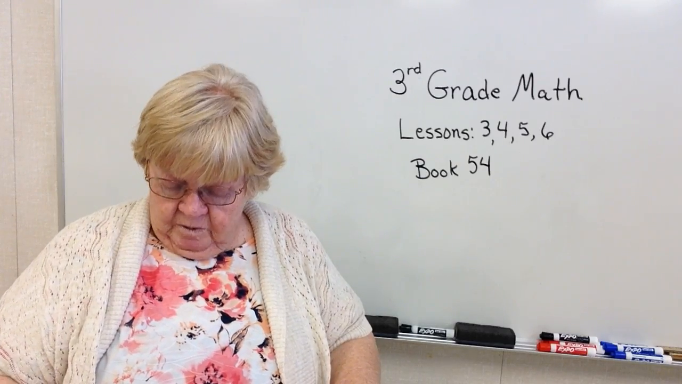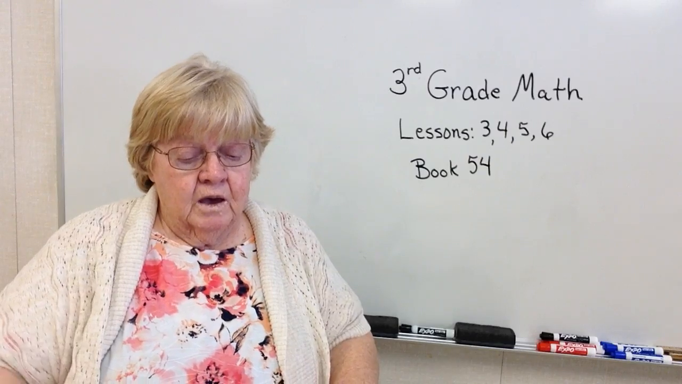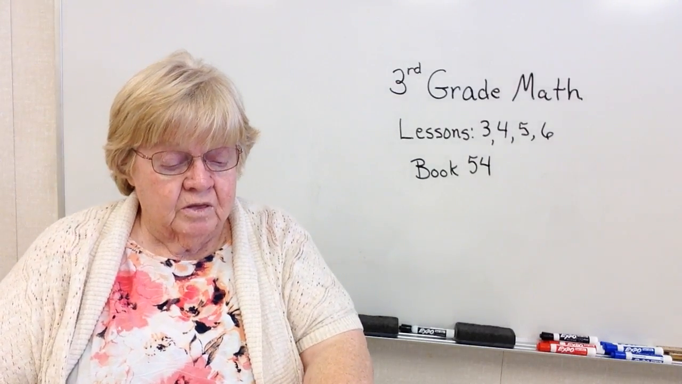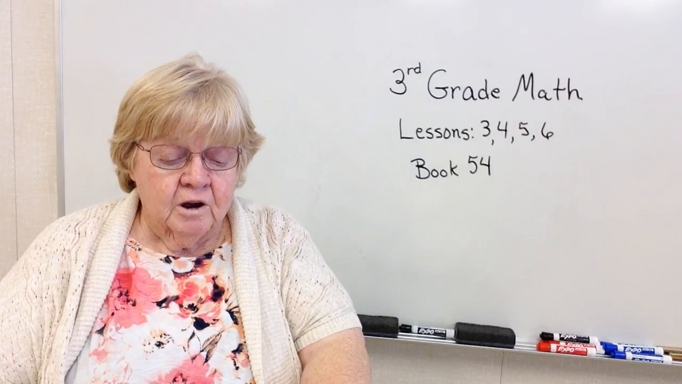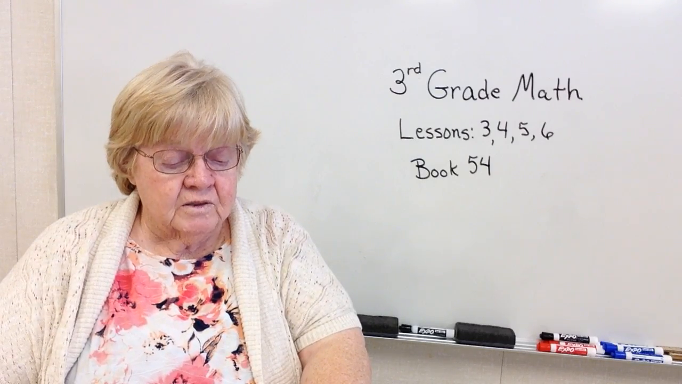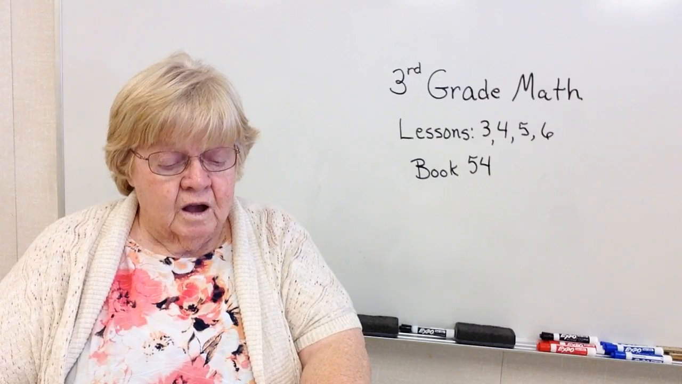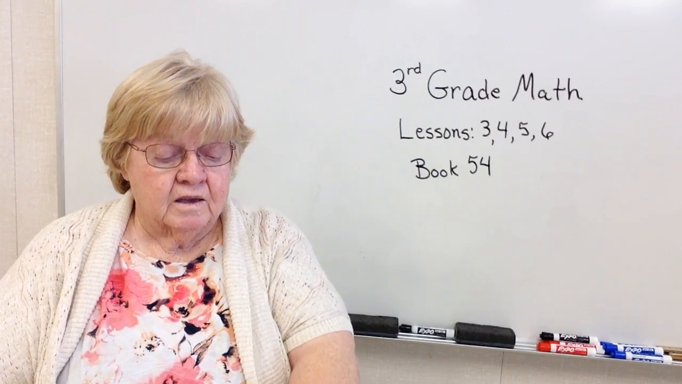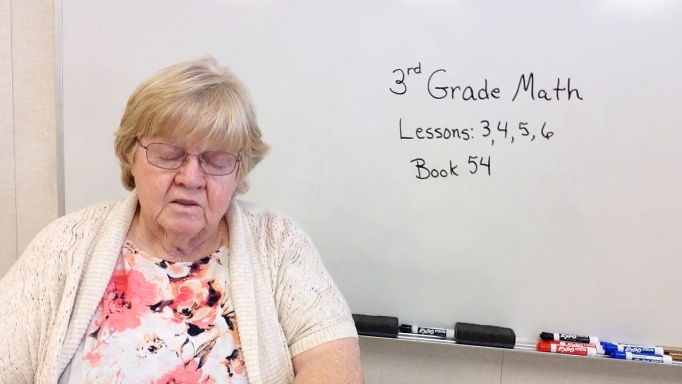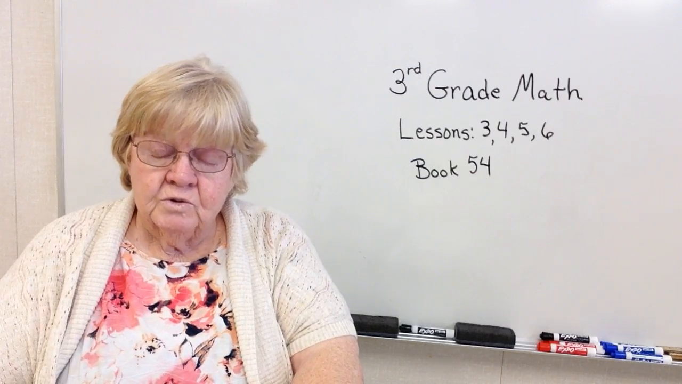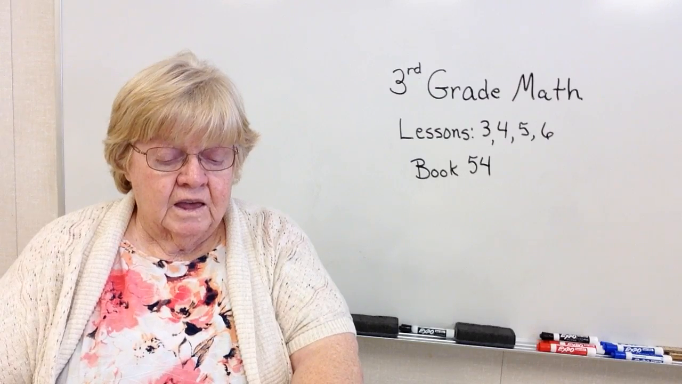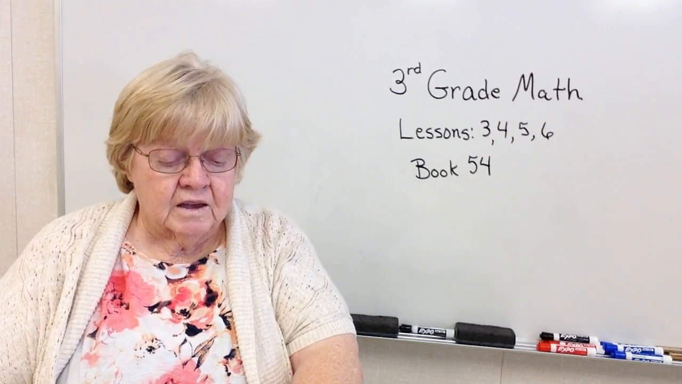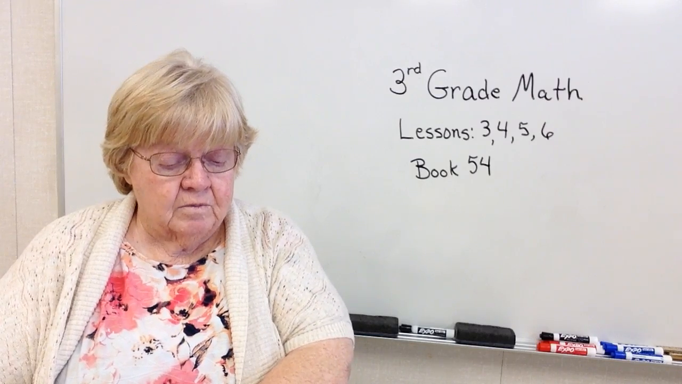Let's go to the top of page 19. When writing dates, we can use numbers to represent the month, day, and year. For example, if Robert was born on the 2nd day of June 1988, then we could write his birth date this way. The 6 stands for the month, the 2 stands for the day, and the year 1988. So he was born June 2nd, 1988.